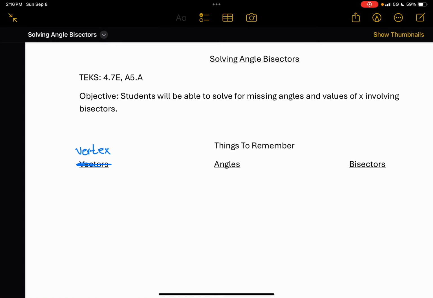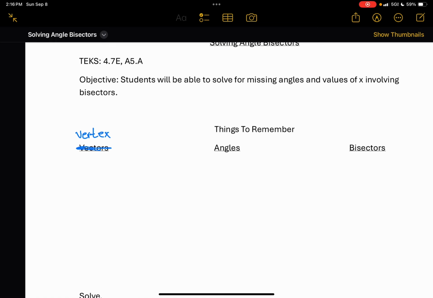So if I have my angle, we'll put a point here, that's A, there, that's O, there, that's B. Remember this point right here, O, is my vertex. So vertex meaning it's just the middle of the angle, okay?